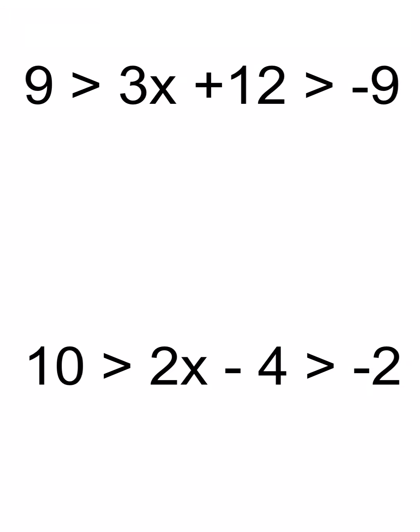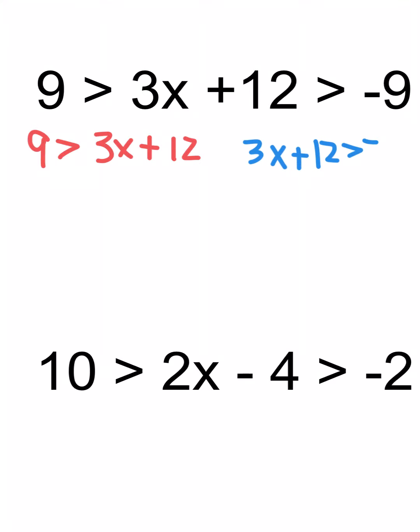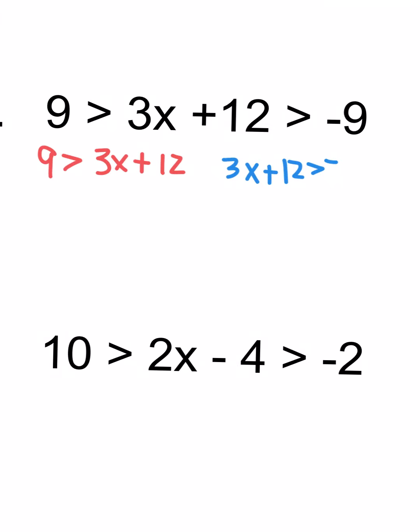This complex inequality breaks into two parts, like this. We'll say on the left-hand side, it's 9 is greater than 3x plus 12. And on the right, we'll say that 3x plus 12 is greater than negative 9. Okay. And so then on the left, let's solve for x.